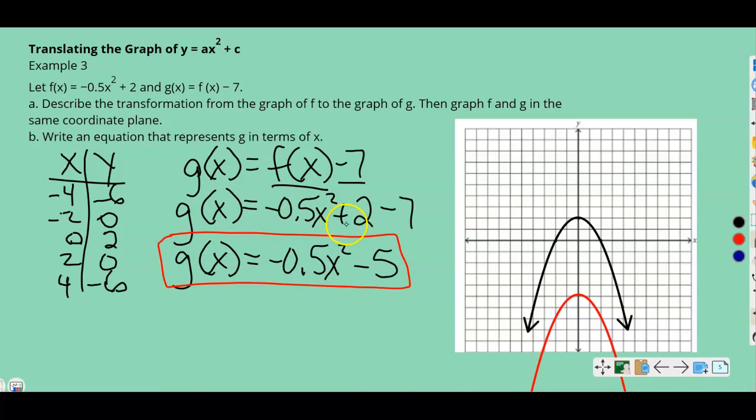Remember, the black line is the original function. That's your f of x. So this is f of x, and this one is g of x. If it says write an equation that represents g in terms of x, all you had to do was substitute this part of the function in, combine like terms, and that's your new function.